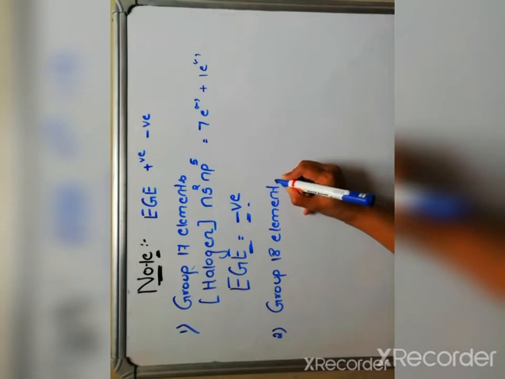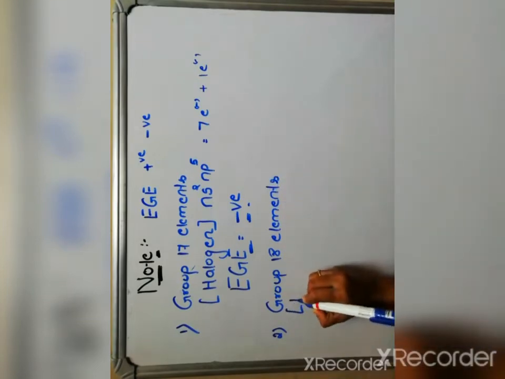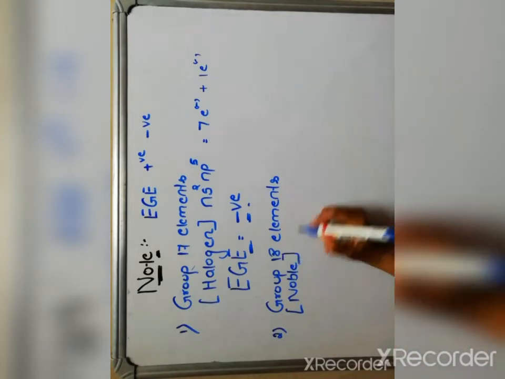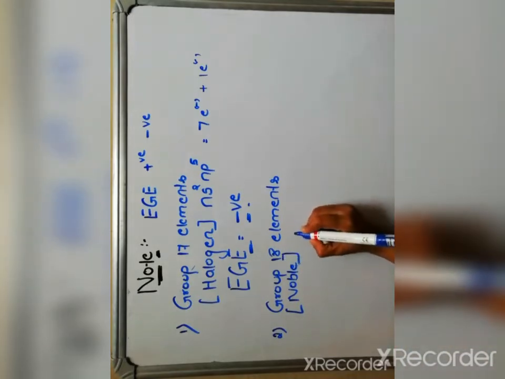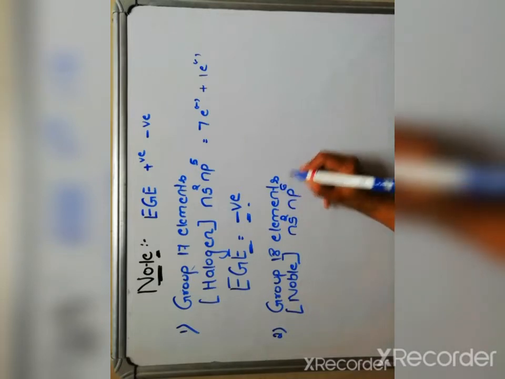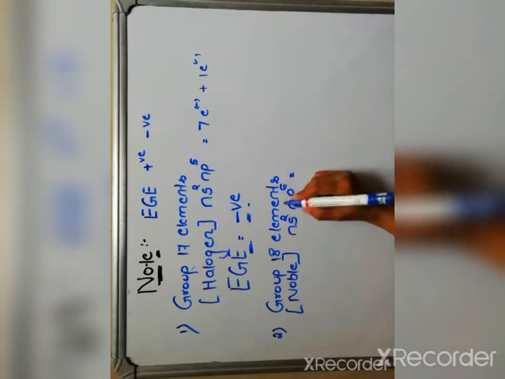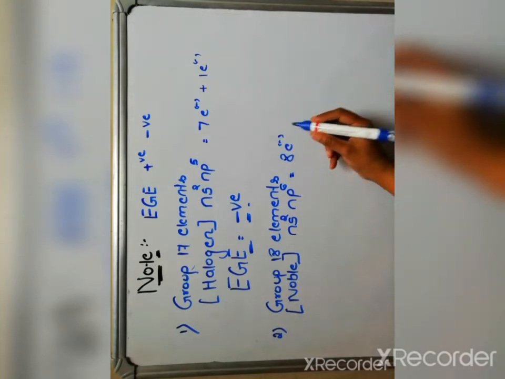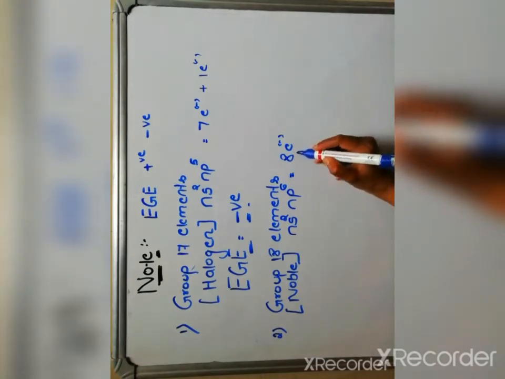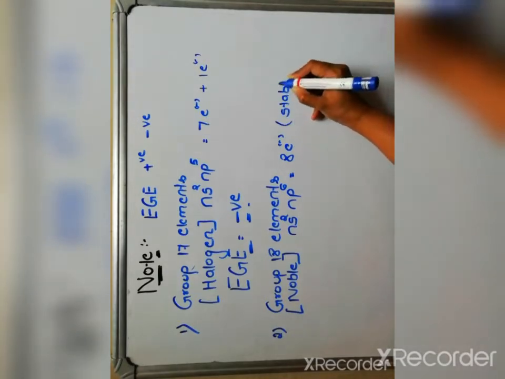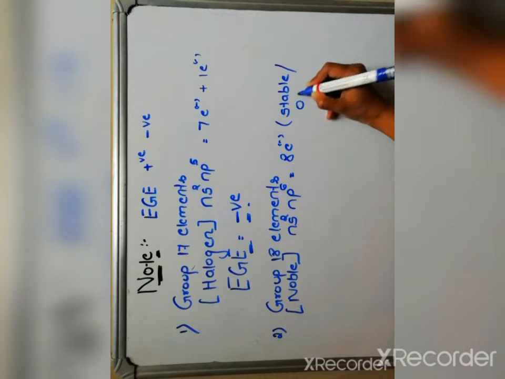So what do you mean by the group 18 elements? They are nothing but the noble gas or inert gas or some rare gas. What is the general electronic configuration? The general electronic configuration is ns2 np6. How many electrons are there? 8 electrons are there. So whenever the outermost shell gains the 8 electrons, it is said to be stable, or we can also call it as octet electronic configuration.